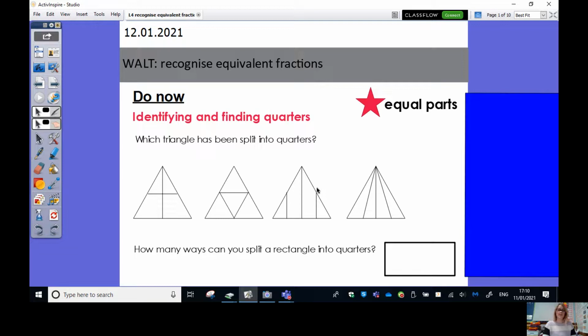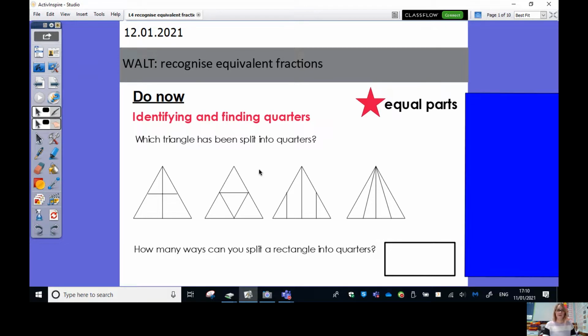When you've done that and you've thought about that, then I want you to think about how many ways can you split a rectangle into quarters. So you may want to draw this out on some paper at home. How many ways can you split a rectangle into quarters? So pause the video and have a go at that and then come back when you're ready. Off you go.